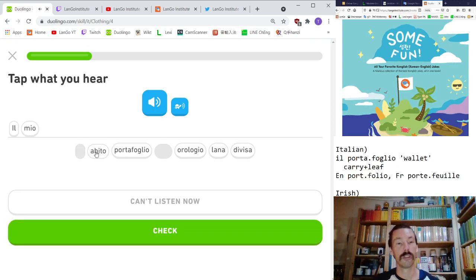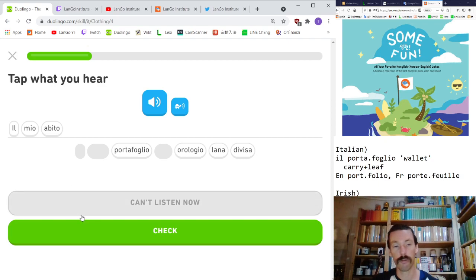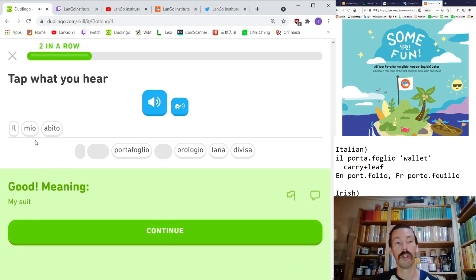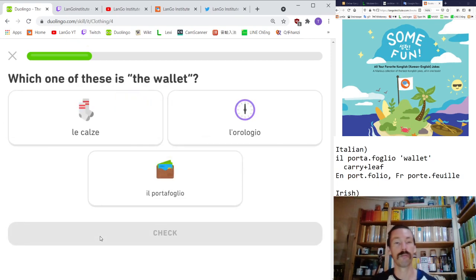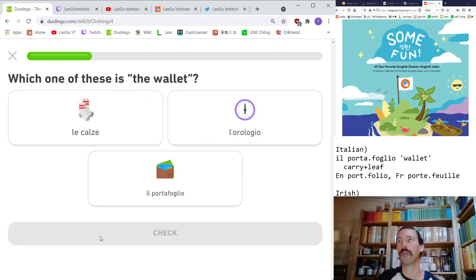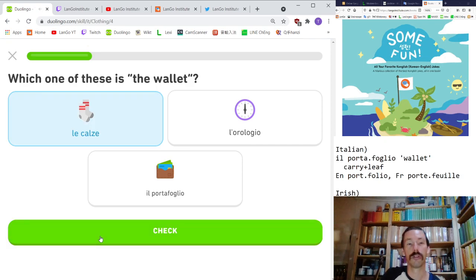Il mio abito. This mio is a possessive adjective, not a determiner like our word my. We need the article there too if it's definite. Il portafoglio. Le calze. Calze, feminine plural, socks.